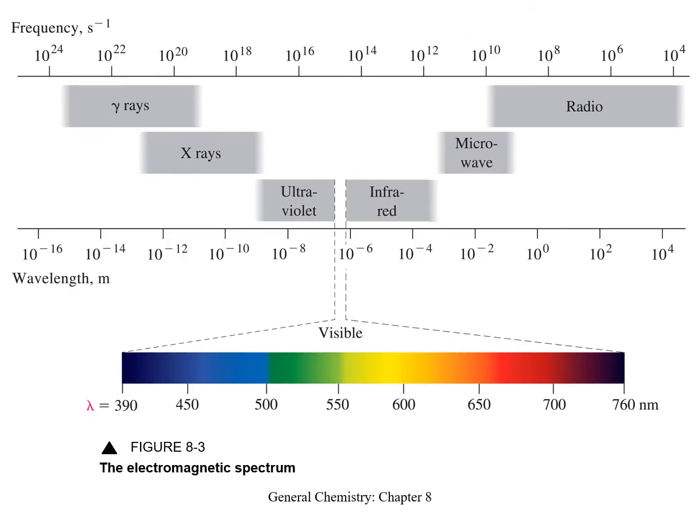Here's our spectrum of electromagnetic radiation. Let's look first at frequency at the top. This is the number of times it occurs per second. 10 to the 24th. That's a big number. 10 to the 20, it's unimaginable. 10 to the 24th. It's going through a point in space 10 to the 24th times every second.